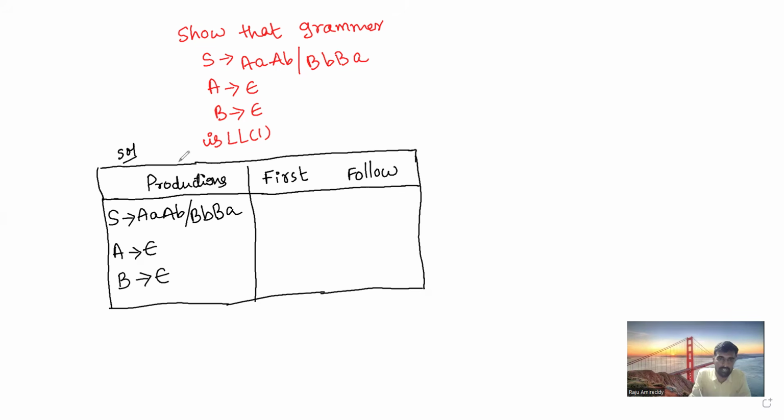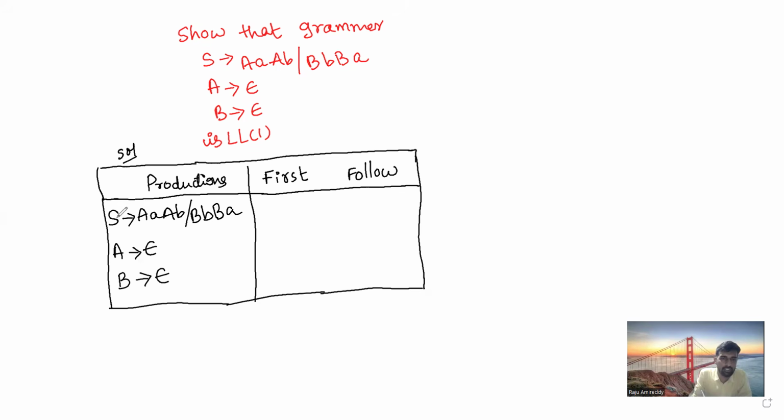Now, on the left hand side, I have written all the productions. You see S → AAAB | BBBA, A → ε, B → ε. Now we are going to find out first and follow. So first we'll find first, then we'll go with the follow. You need to see the left hand side values. The left hand side first value is S, second value is A, third value is B. Now we need to find out first of S.